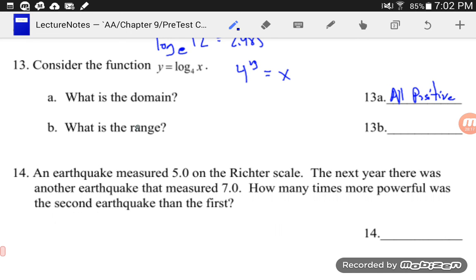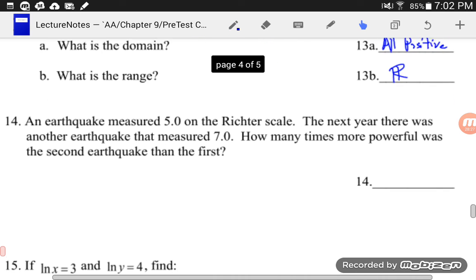And what's the range? What can y be? Well, y can be anything we want it to be. And so the range is all reals. Like, two problems to go.